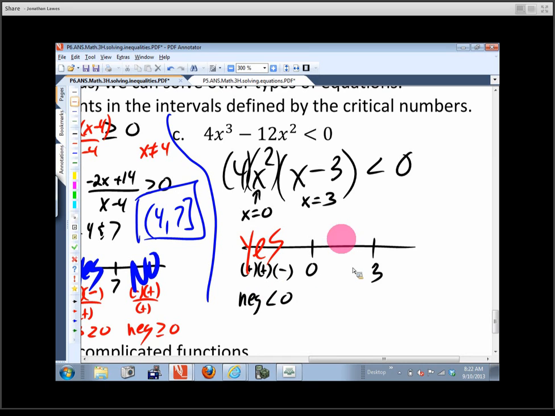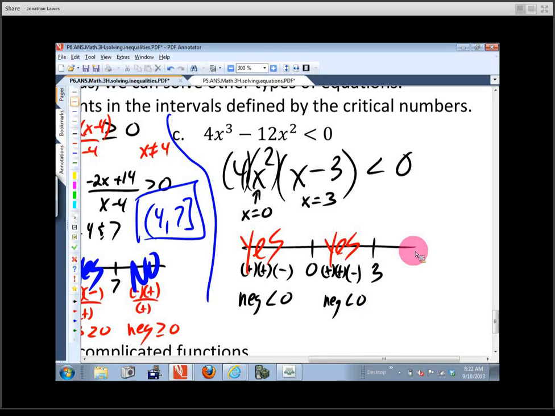Plug in any number you want here. Again, I don't even have to check the first two factors because the first one's positive. That one's going to be positive. Let's just check this one right here. A number between 0 and 3. Say you plug in a 2. What's the sign of this factor right here? Negative. So the whole thing is negative, right? We're comparing that to 0. We get a big fat yes on this interval.